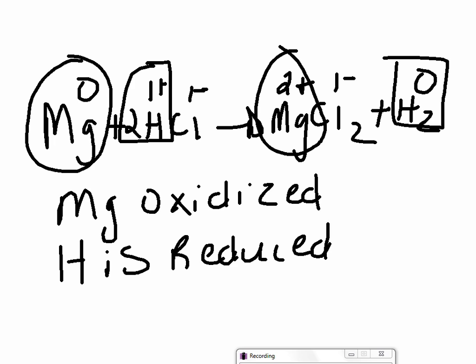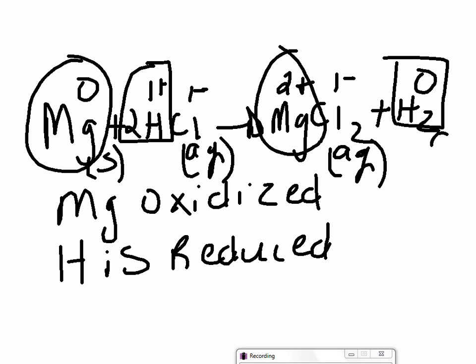Again, this is happening in aqueous solution. You can write net ionic equations for this. You would have magnesium as a solid. This is a strong acid, so it would dissociate. This is ionic, so it would dissociate. Hydrogen is a gas, it would not dissociate. And you can write the net ionic equations just like we've done on all the other examples.